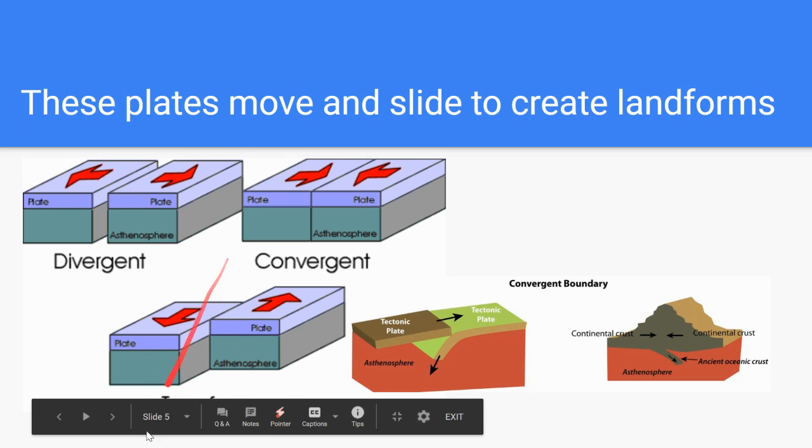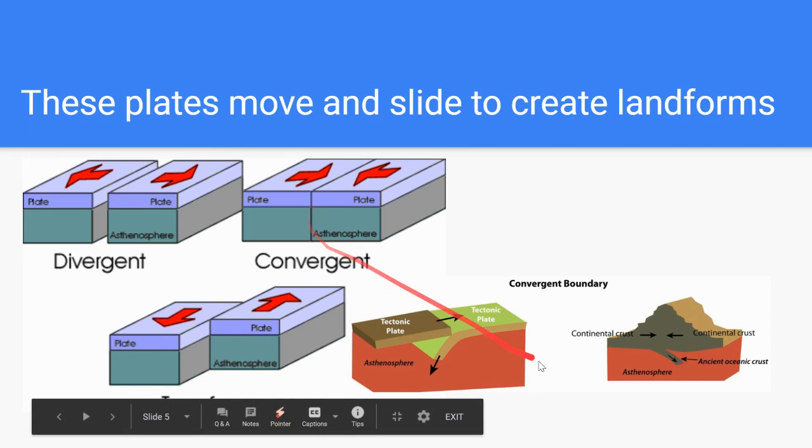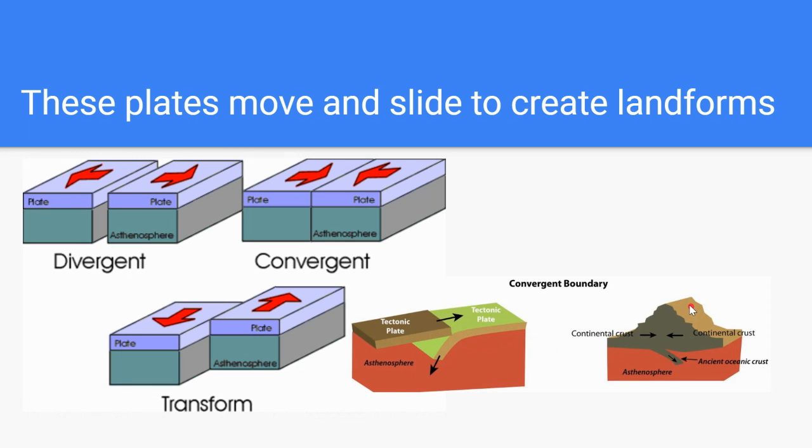Transform, they go vertically, against one another, creating a lot of friction. And convergent can either slip under one another or build up from one another.